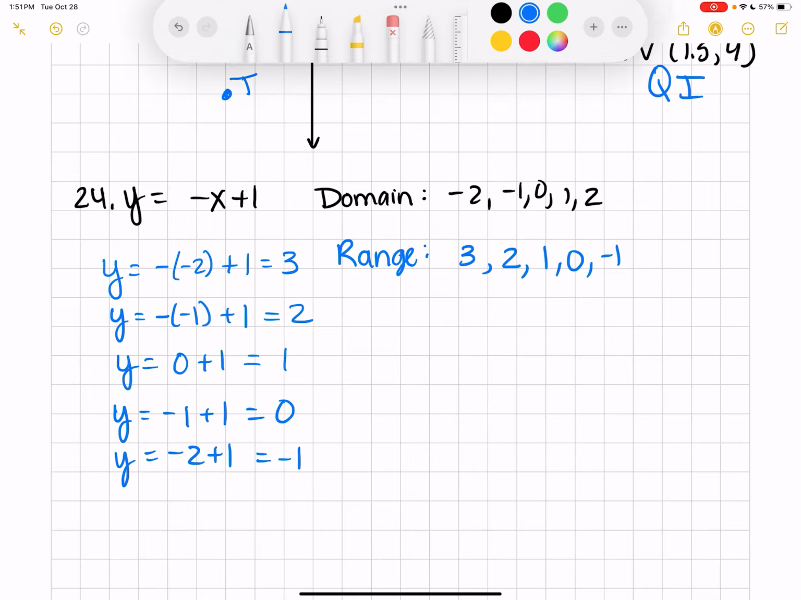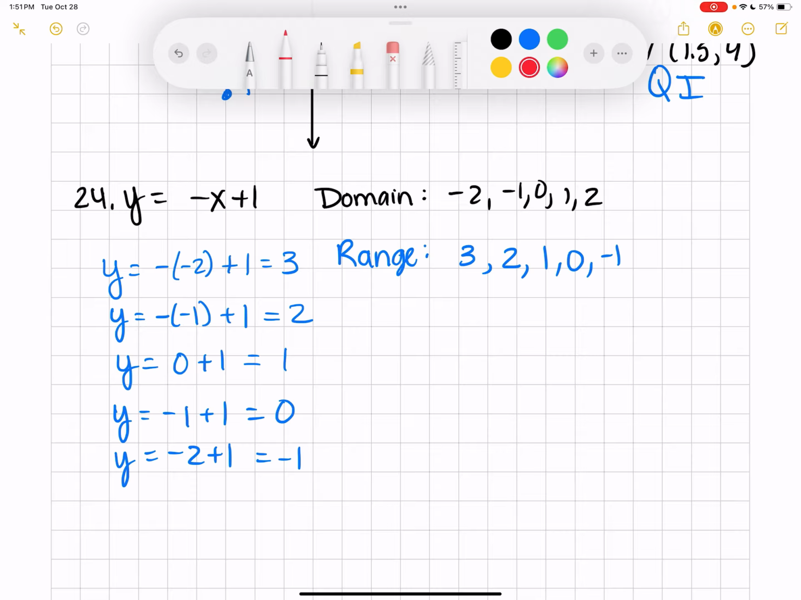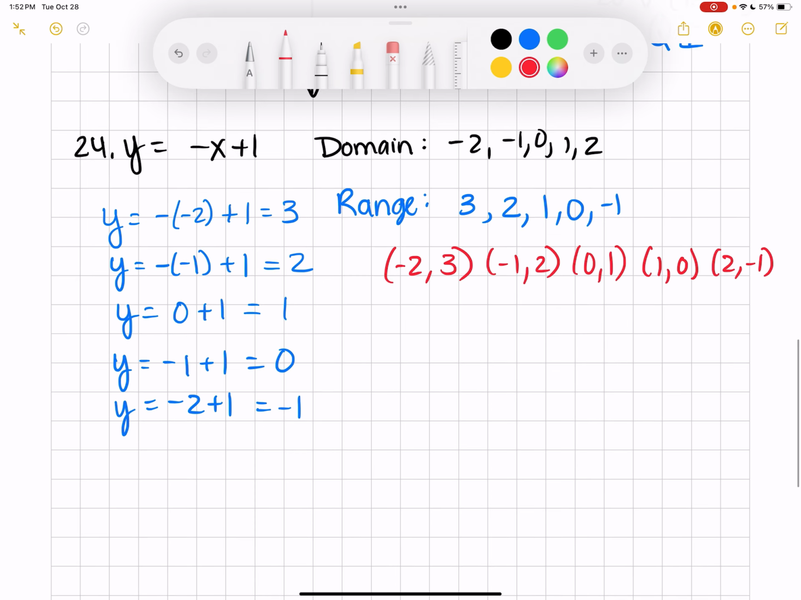So what's really happening here, these are the range values that I was finding, but essentially what's going on is I'm getting a whole bunch of ordered pairs. So -2, 3 is an ordered pair, -1, 2, 0, 1, 1, 0, and 2, -1. So those are my 5 ordered pairs that I'm going to graph on a graph over here. So I'm just going to do a little small graph over here.